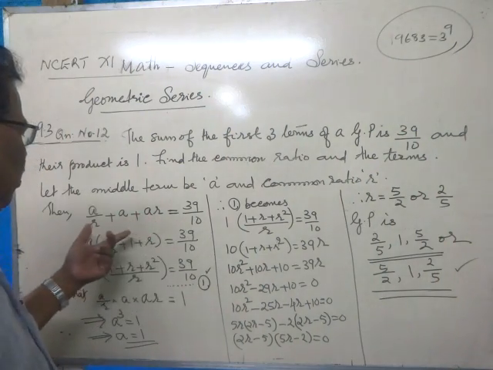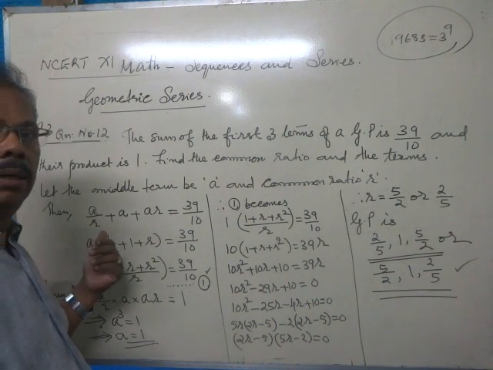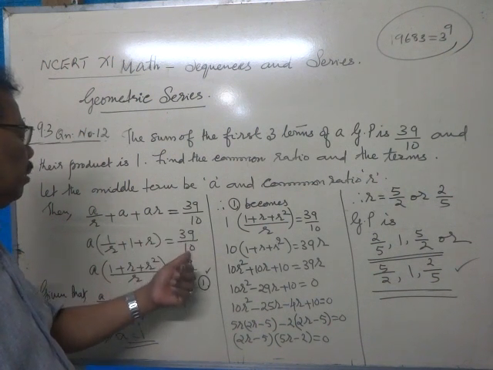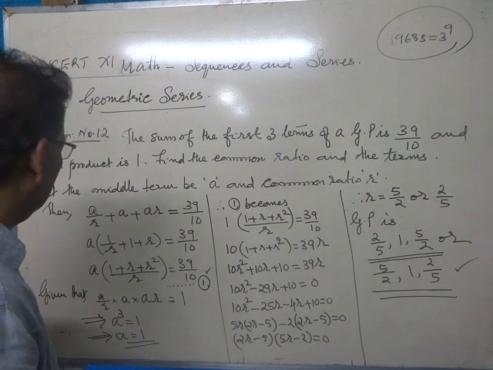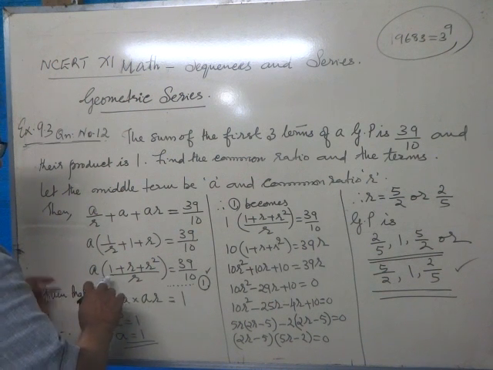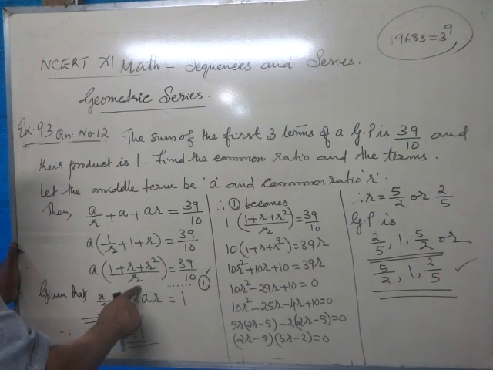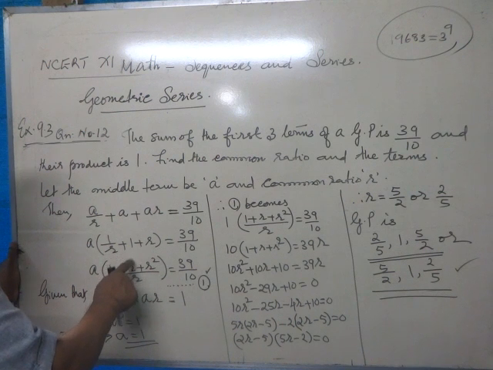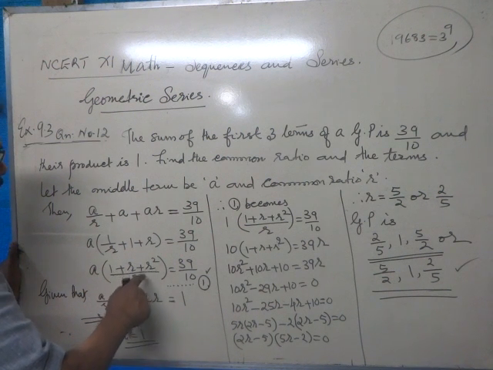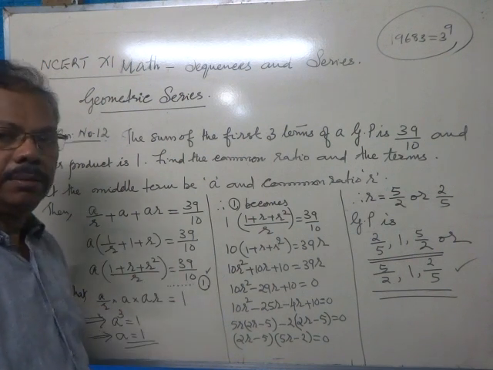So we have the equation A by R plus AR is equal to 39 by 10. A can be taken as a common factor on the left. That's A into 1 by R plus R is equal to 39 by 10. Taking the LCM as R, there is no change for R, so 1 must be multiplied by R, and here R must be multiplied by R. The numerator is 1 plus R square and the denominator is R. A into 1 plus R square by R is equal to 39 by 10.